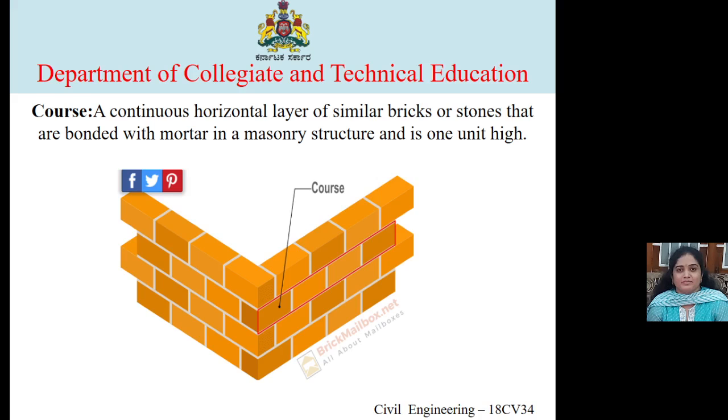Next, course. A continuous horizontal layer of similar bricks or stones that are bonded with mortar in a masonry structure and is one unit high. So this is one course. You can see here one course. All are similar types of bricks here, and the height is the same, the unit height. It's called one course.